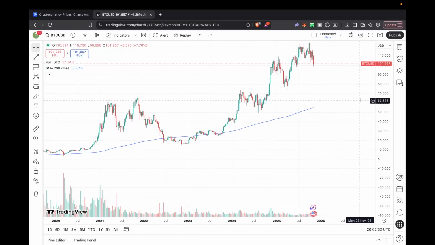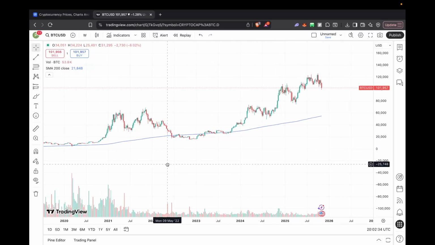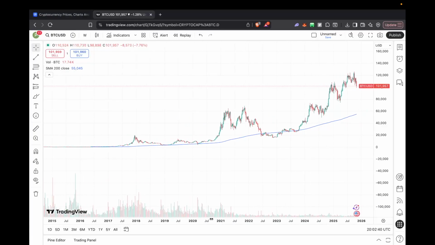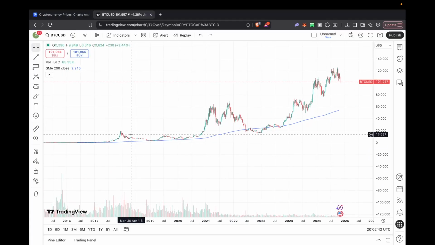So you can see that generally the bear market bottoms are approximately at the 200 week moving average. You can see in the 2017 cycle also, this accurately marked around $3,000.